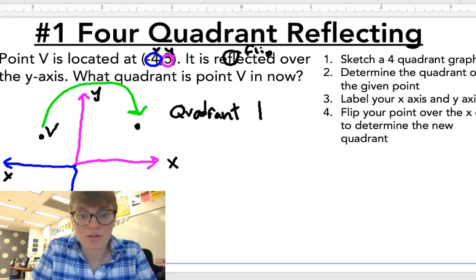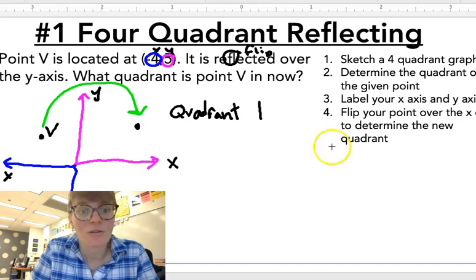You guys have 2 problems to do on your own. As you're working on those problems, make sure you are drawing a little sketch and following these steps right here.